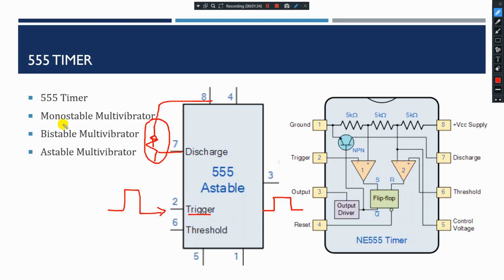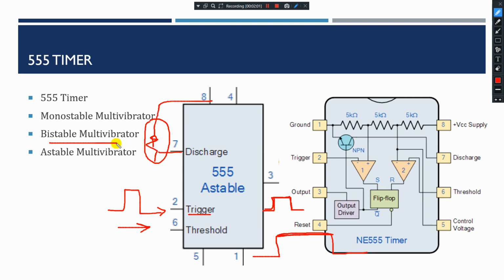So that is monostable. What happens in monostable is that when there is an external pulse to the 555, it produces a precise time for a fixed duration. That is the reason we call it a fixed duration. When there is a pulse to this, it will start generating a particular pulse for a fixed duration, then it goes off. So it is called monostable.